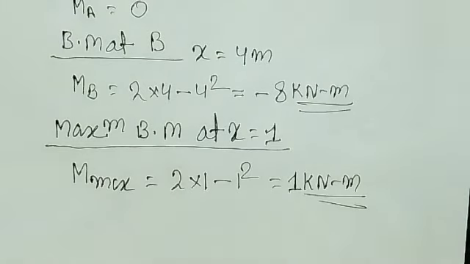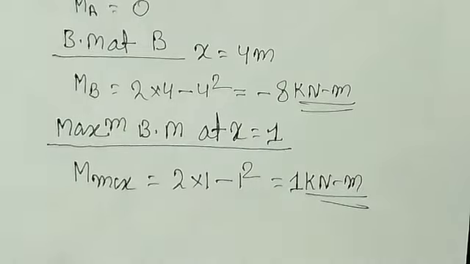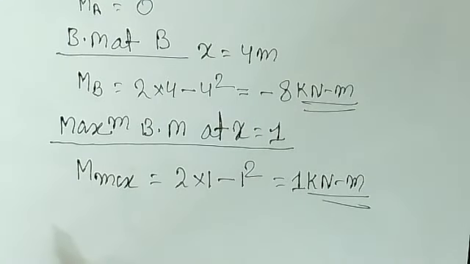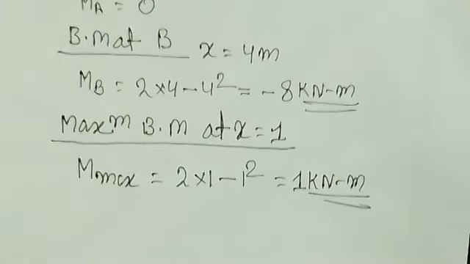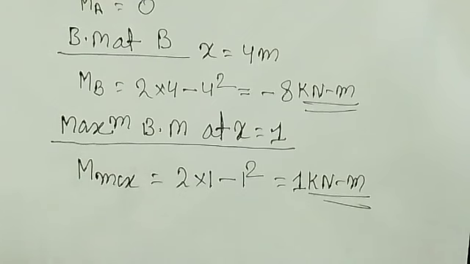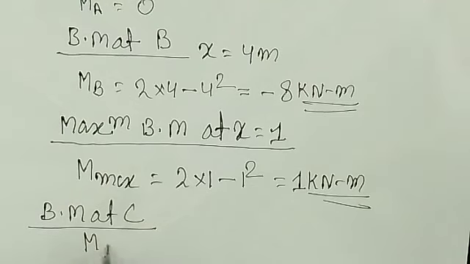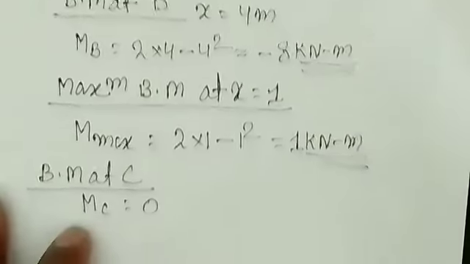Now just wait. So now you can say here that the maximum bending moment we calculated. Again you have one more section, that is B to C, right? And if I say the bending moment at C, at the end it will be 0. So the bending moment at C, that is MC is equal to 0, at the end it will be 0, right?